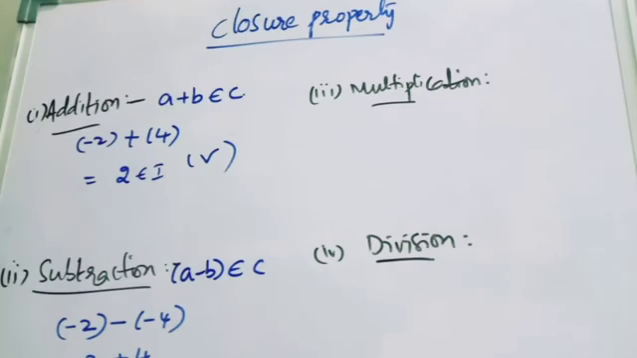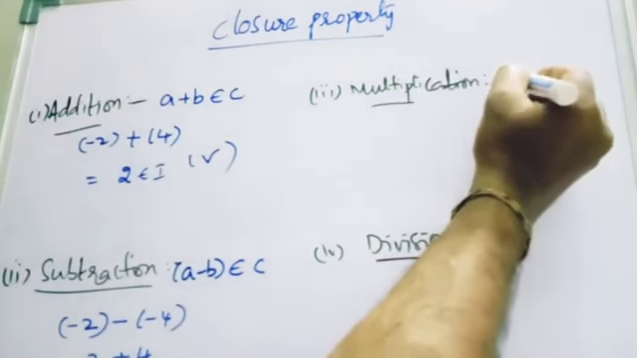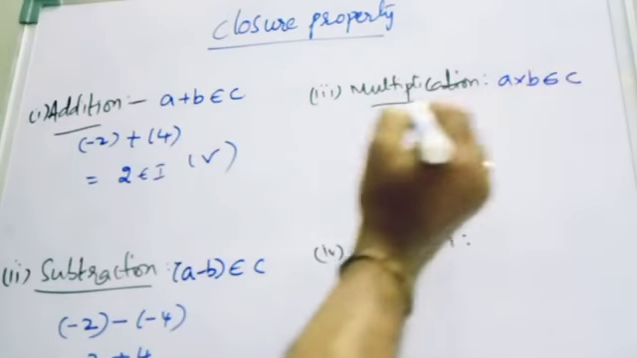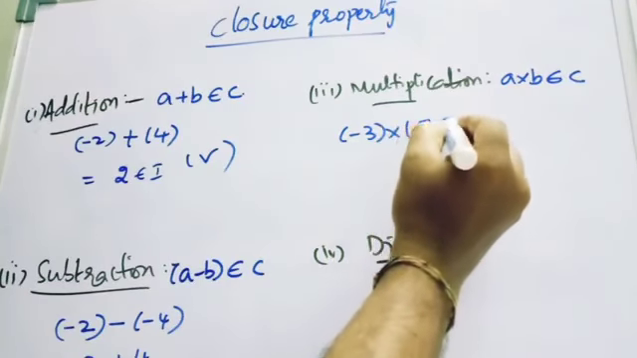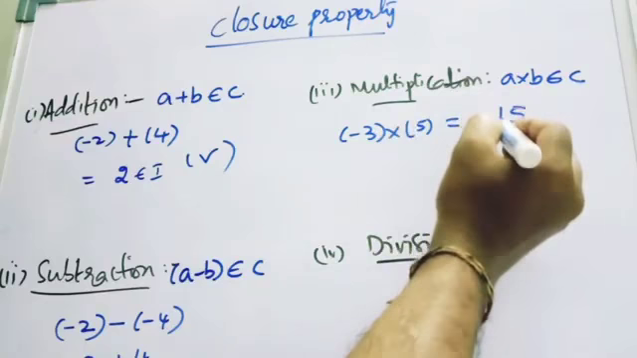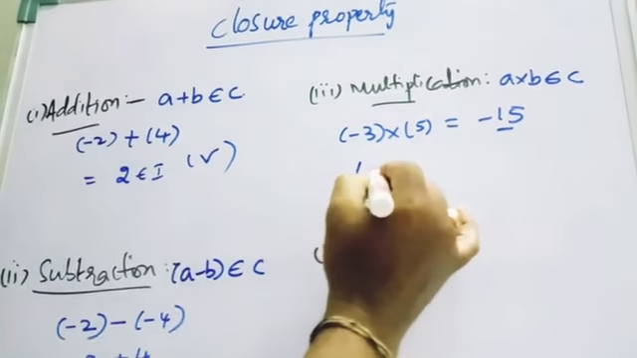Next we will go with multiplication. Multiplication states that the product of two integers is always an integer. For example, taking a positive integer and a negative integer, the answer is negative 15. So negative 15 is also an integer. From this example we can say that integers are closed under multiplication. So this property is also followed.